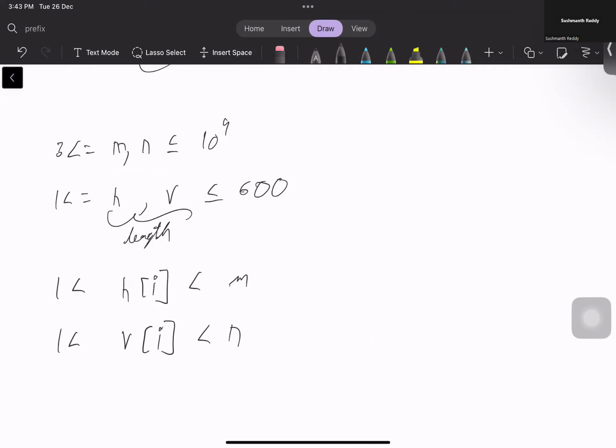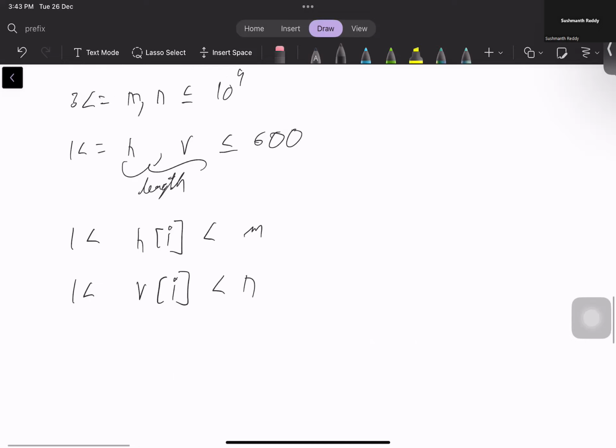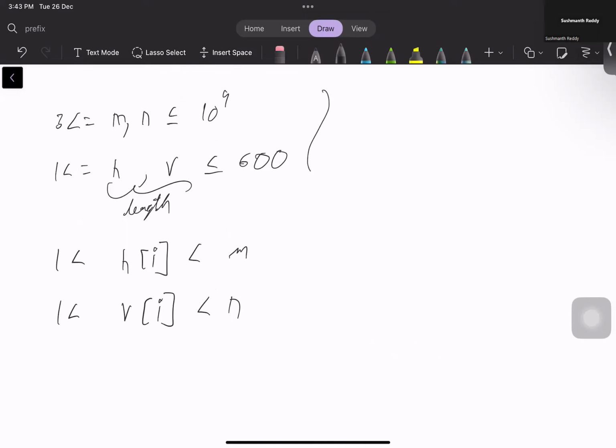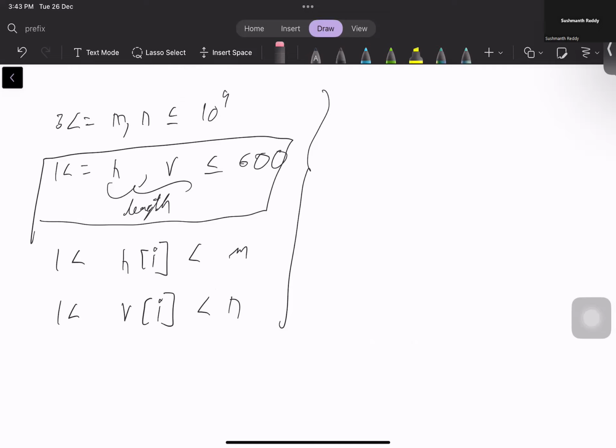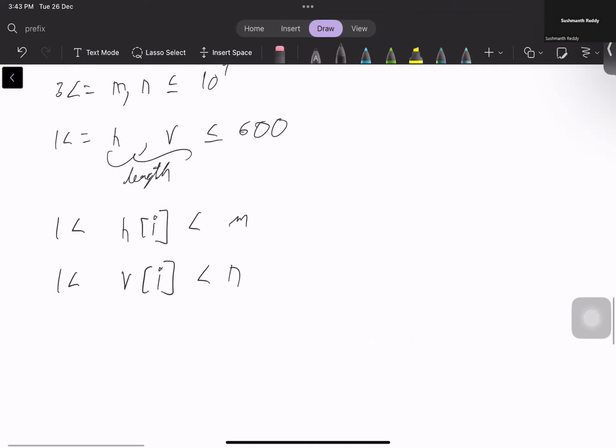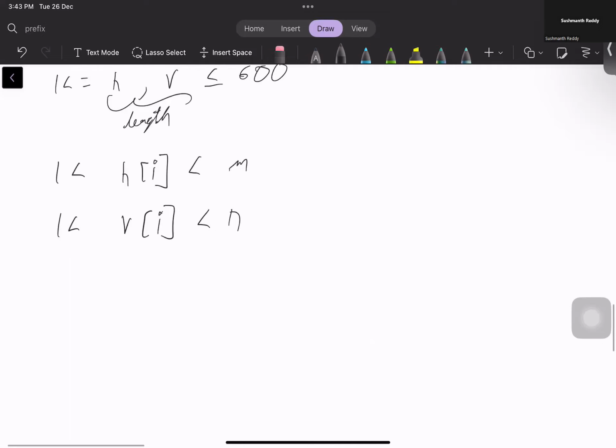So now let's see how we can solve this. If we look at the lengths of the horizontal and vertical fence lists, they are very small, just 600. So it allows us to do brute force. Let's see how we can solve this.